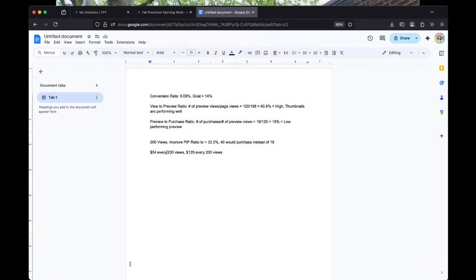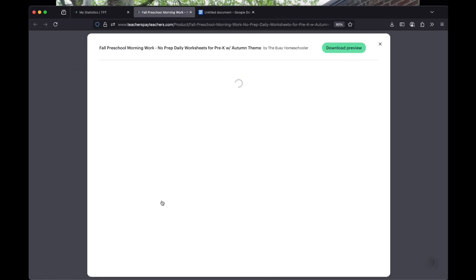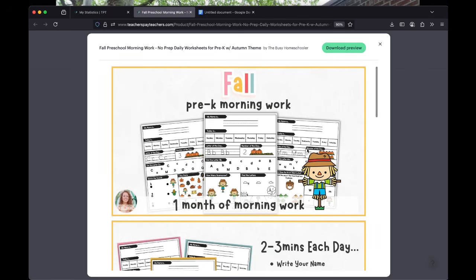So let's take a look real quick at this preview and let's just talk for a minute about some changes that I'm going to try to make. First things first, I think I'm going to start by highlighting this 1 month of morning work a little bit more.